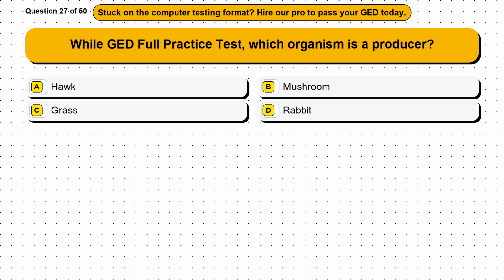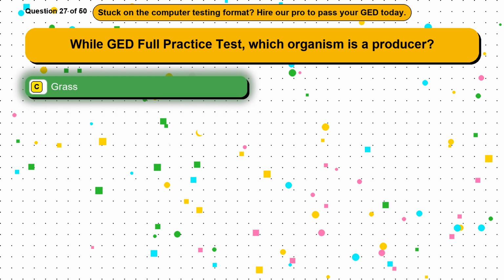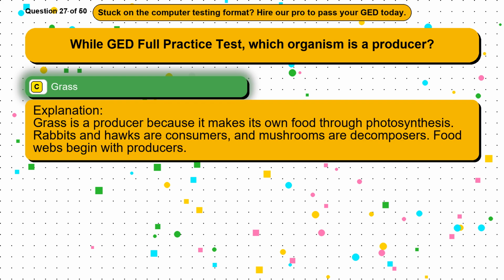Question 27. While GED Full Practice Test, which organism is a producer? Option A, hawk. Option B, mushroom. Option C, grass. Option D, rabbit. The correct answer is option C, grass. Grass is a producer because it makes its own food through photosynthesis. Rabbits and hawks are consumers, and mushrooms are decomposers. Food webs begin with producers.